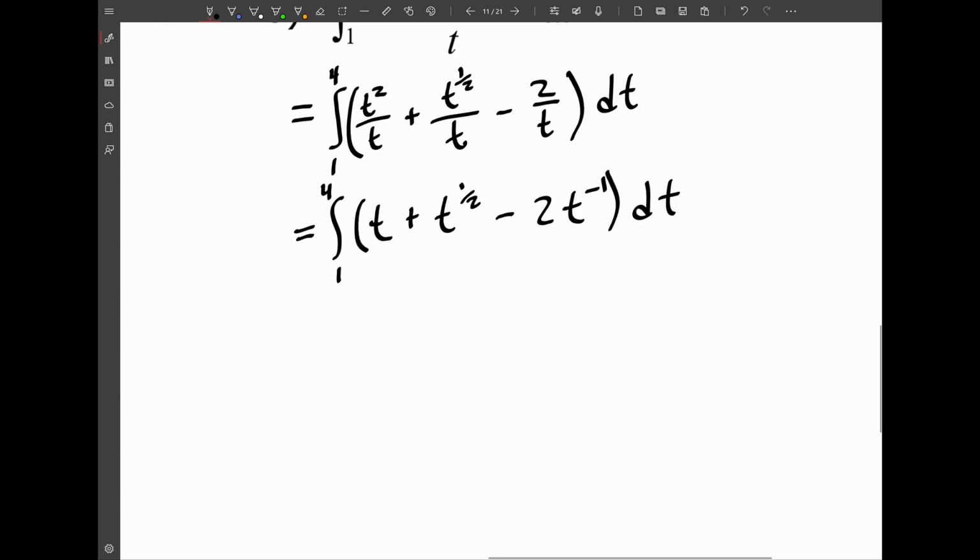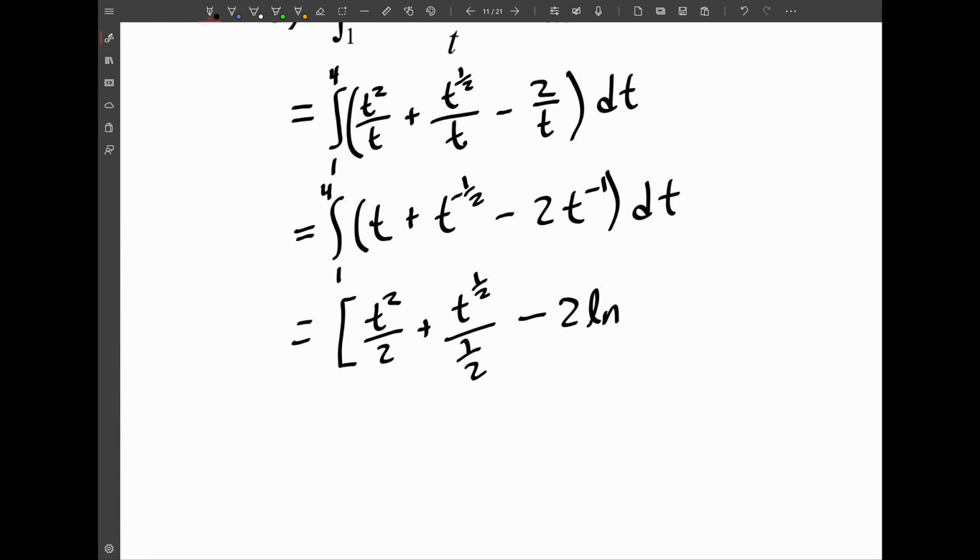Now this one's not so bad. Now we can take our antiderivative of all of these terms. So this is going to become t squared over 2 plus t to the negative 1/2, oops, that's supposed to be a positive 1/2, all over 1/2, minus, now remember, we can't just add one to the exponent here, so this is going to be 2 natural log of t, from 1 to 4.